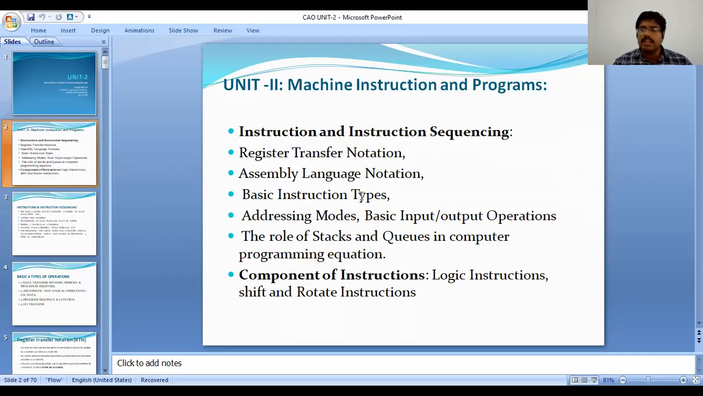And one more thing is, I have material available with me. That material was written with reference to the standard textbook, Morris Mano. Morris Mano is the standard textbook you need to follow for computer architecture and organization. It is a Xerox copy. Actually, I have taken it from another sir who has taught this subject previously.